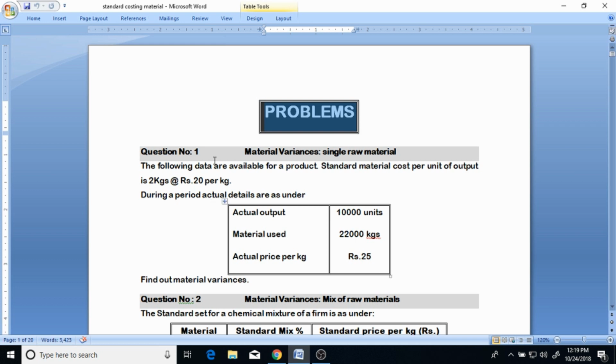Now the following data are available for a product. Standard material cost per unit of output is 2 kgs at rupees 20 per kg. During a period, actual details are as under. You have got actual output, material used, and actual price per kg. Find out the material variances. So this is the information.